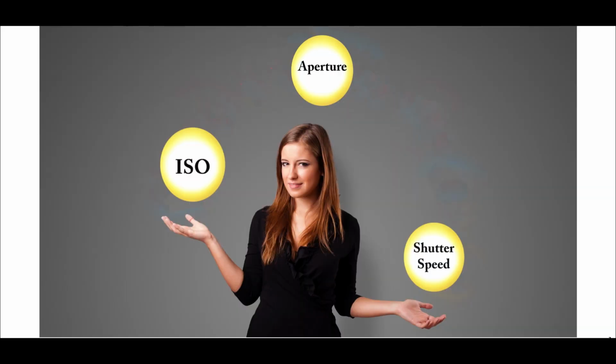In this video, I'm going to talk about how to get your exposure right. When you're using a DSLR camera, you're always having to do a juggling act with your ISO, your aperture and your shutter speed to get the exposure correct.